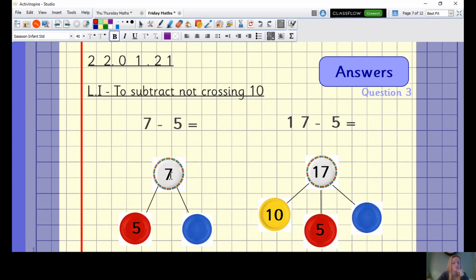7 minus 5. So I partitioned 7 into 5 and 2. Put my 2 there. Okay, so that must equal 2. 17 minus 5. Okay, if I know it's 2 in this part of the partition, 2 plus 10 equals 12. Good job, well done. So good job if you managed to do those. Don't worry if not, you can go back and watch them again, or you and your adult can just have a play around with your resources, okay, to have some different examples.